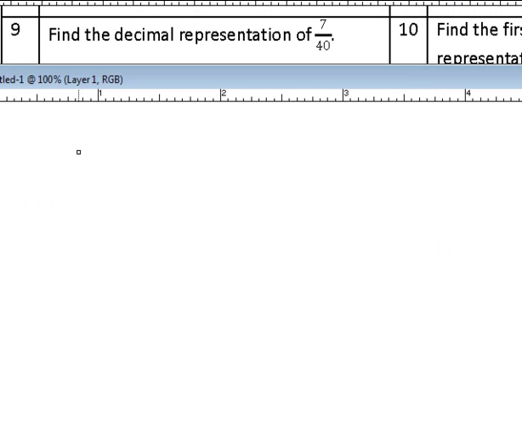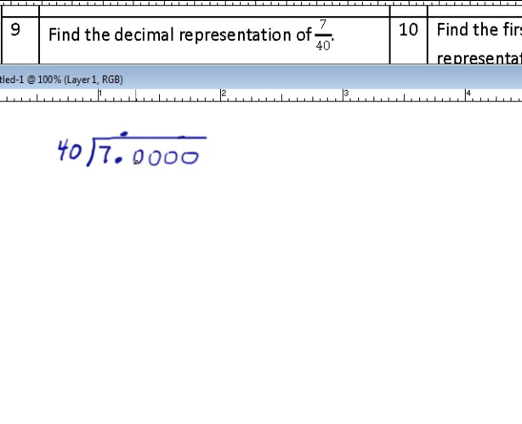In number 9, we're asked to find the decimal representation of 7/40. So what we're going to do is divide 40 into 7. We're doing a long division. Put a decimal place here and in the quotient, and we'll put in a few zeros. Okay, now we start our division.